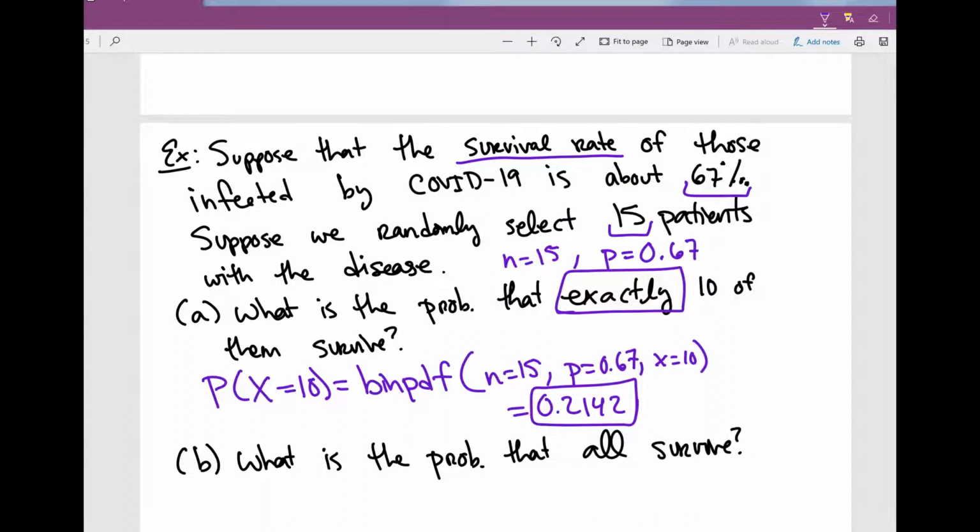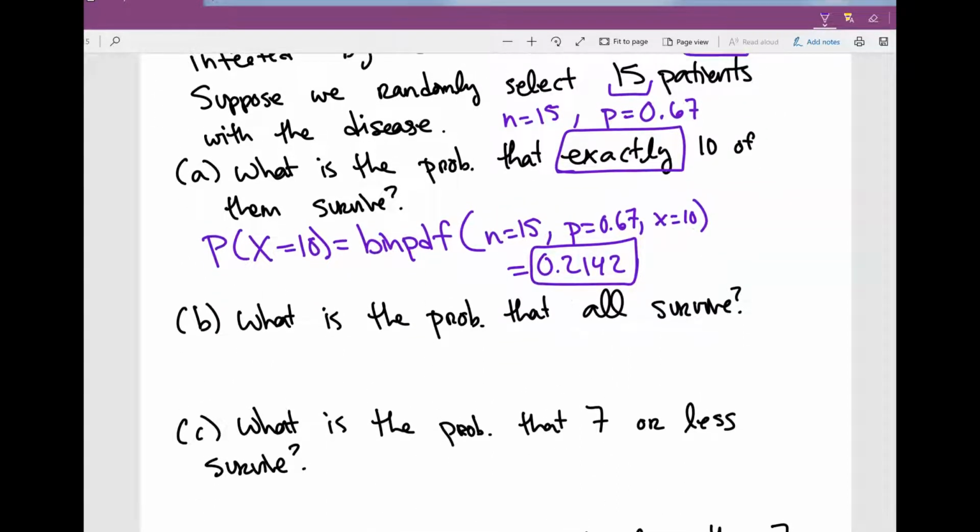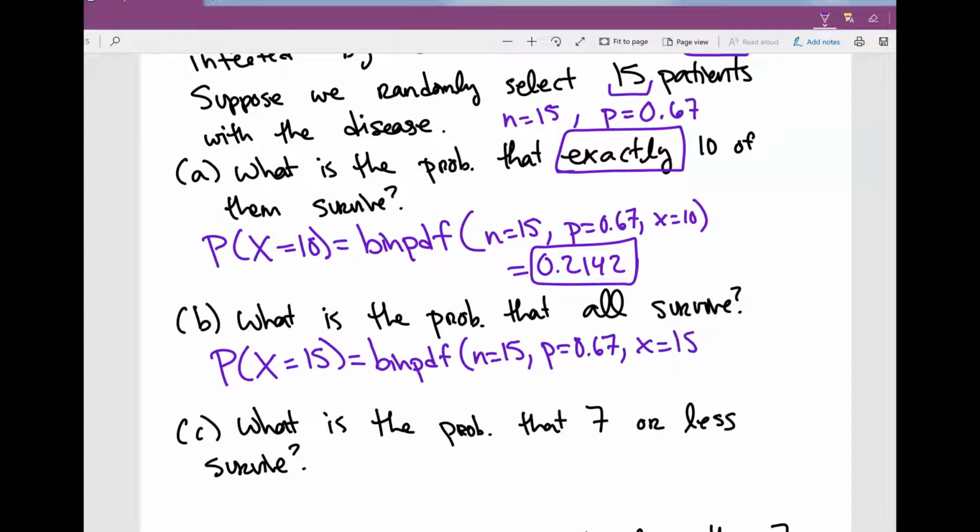Now, what is the probability that all of them survive? If all of them survive, that means all 15 patients survive. So we're going to have the probability of x equaling 15. Since it equals that, we're still going to use binomial PDF. n is going to be equal to 15, p hasn't changed, it's still 0.67, and our x is going to be equal to 15.